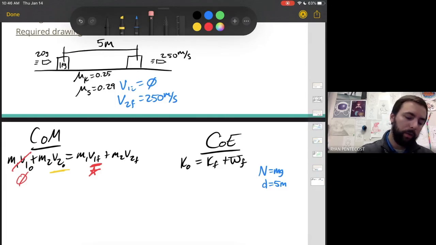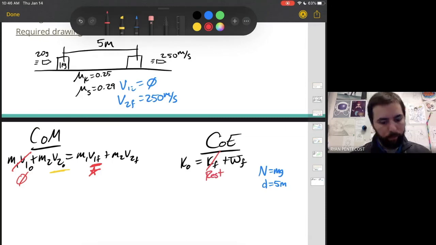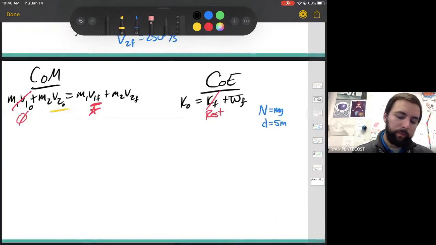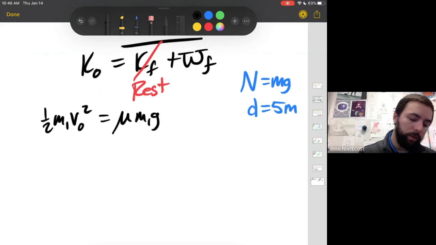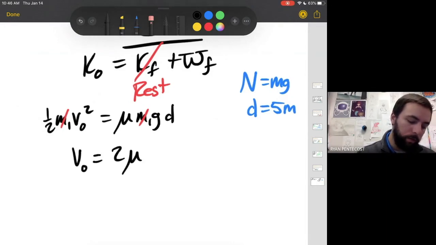Silly Pentecost. So initially, the bullet pushes the block, right? So it is moving initially, but finally it comes to rest 5 meters away. There it was. So it's already set up for us. You've got the 1/2 m1 v naught squared equals mu m1 g times d. There we go. That looks much better. All right, so multiply by 2 and take the square root. You've got v naught equals the square root of 2 mu g d. The mu changed on us.